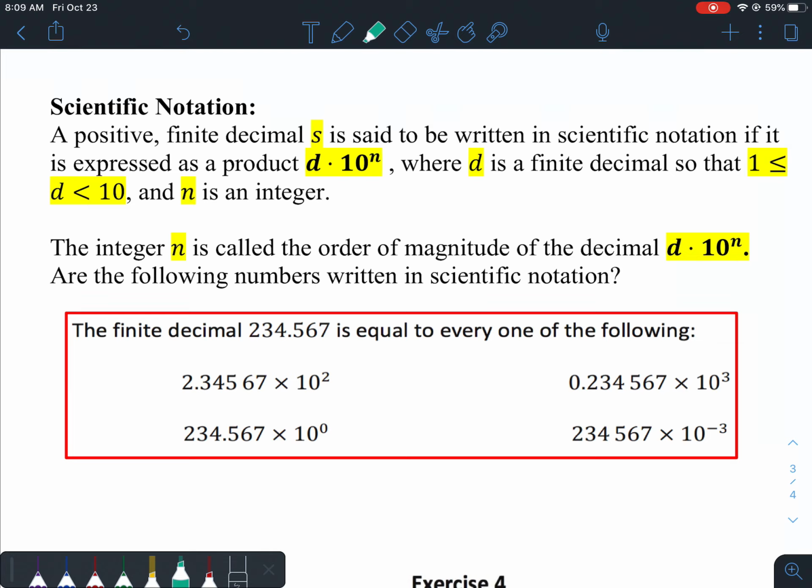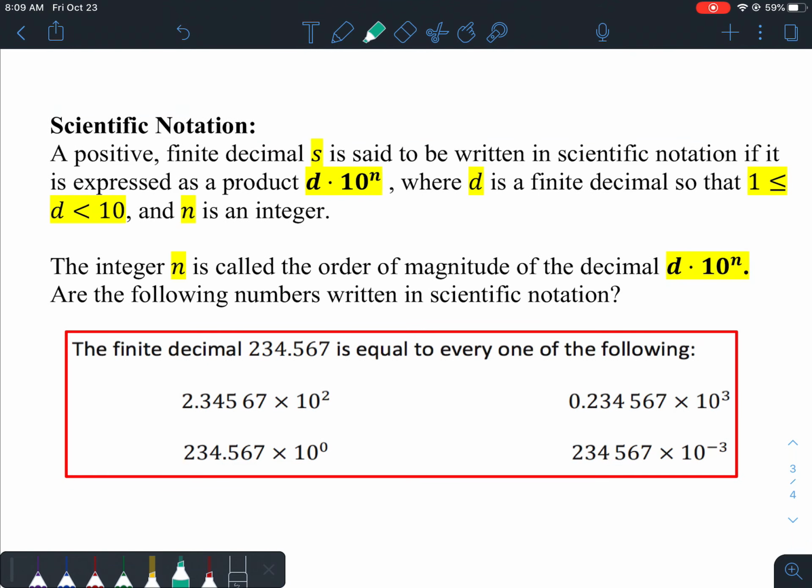So let's break down this definition first before you answer that question, right? It needs to look like this. It needs to be d times 10 to the n, where d is a number. It's a decimal, and it's a finite decimal. That means it does not go on forever. Finite means stops. If it was an infinite decimal, that would be like 0.3 repeating. That's not what this is. It goes in the form of d times 10 to the n.